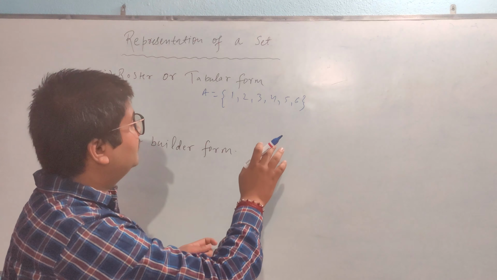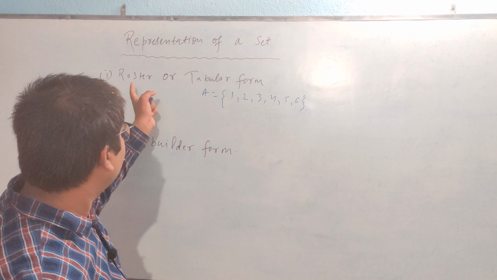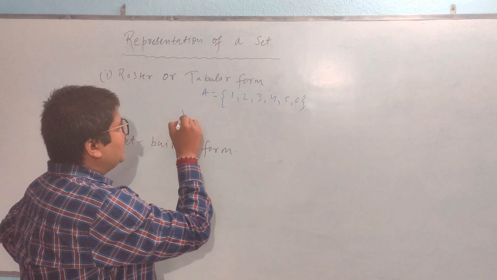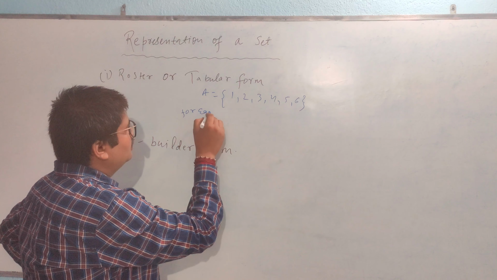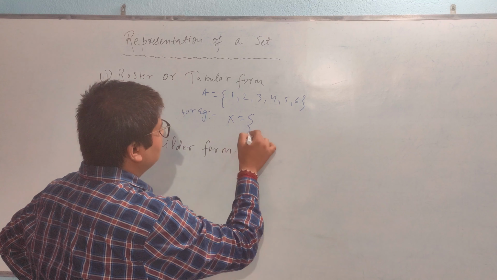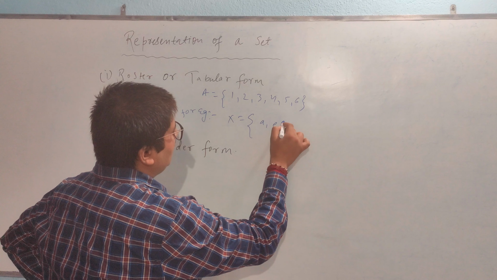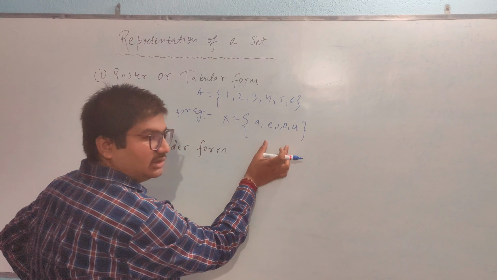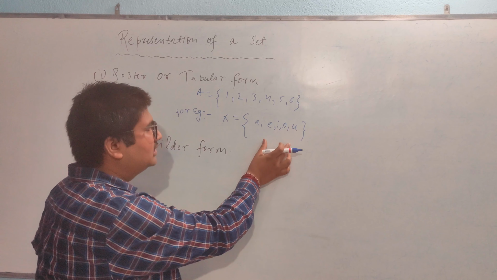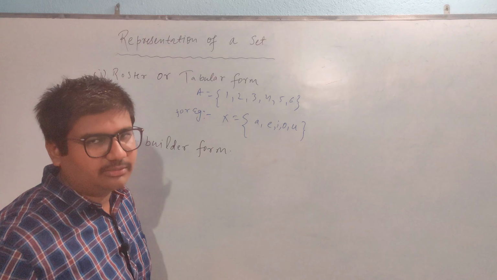Okay, students. Now we will see some more examples of roster form. For example, I may tell you vowels of the English alphabet, suppose denoted by X: a, e, i, o, u. These are the letters which are vowels in the English alphabet, like this.